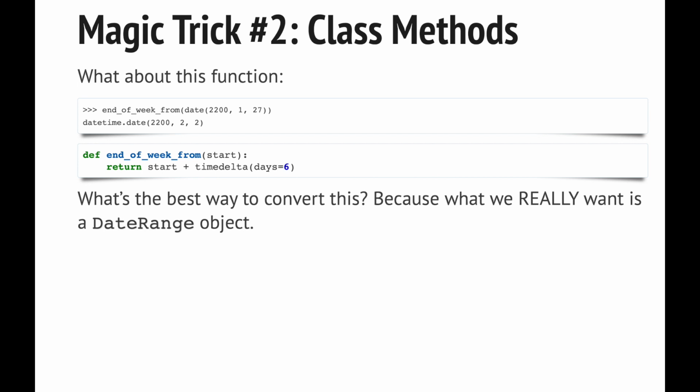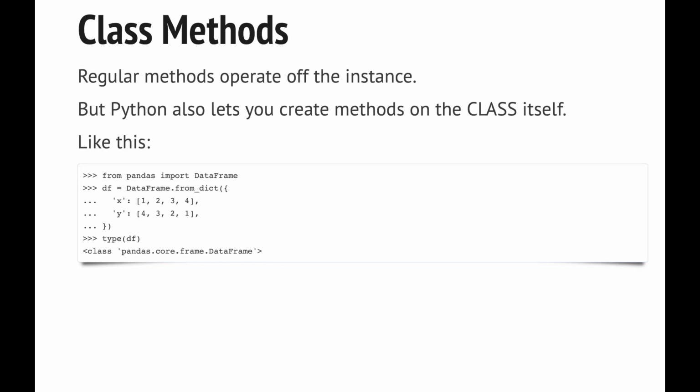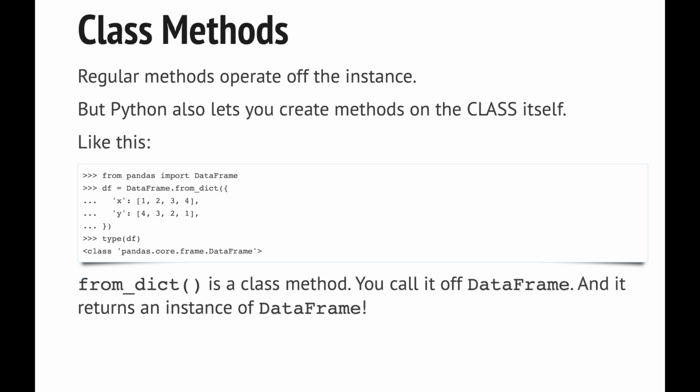That makes sense? So we need a new tool called a class method. A regular method is called off of an instance of a class, but a class method operates off the class itself. Not all languages have this, but it's common in Python. Look at pandas, for example. DataFrames have a class method called from_dict. Notice how it's called: capital DataFrame dot from_dict. You're calling it directly from the class itself, and it returns an instance of the class. See how this is different?